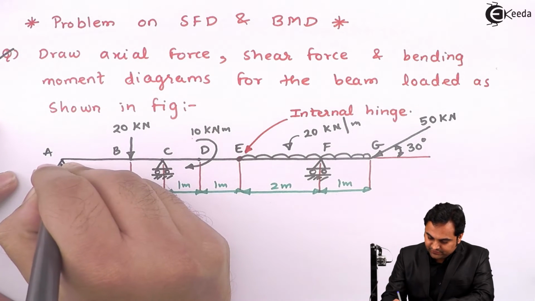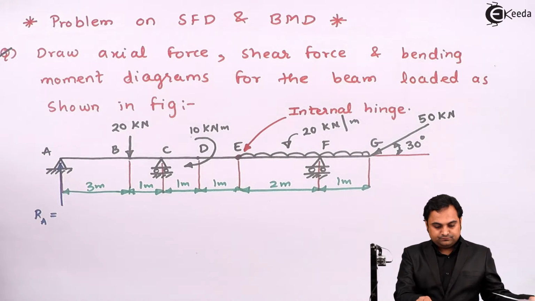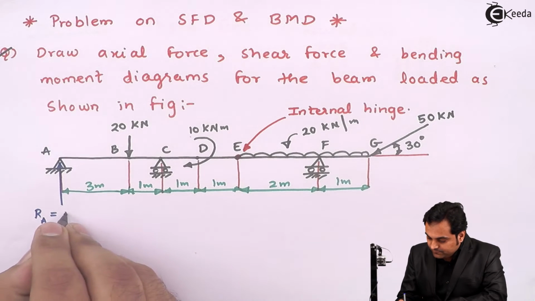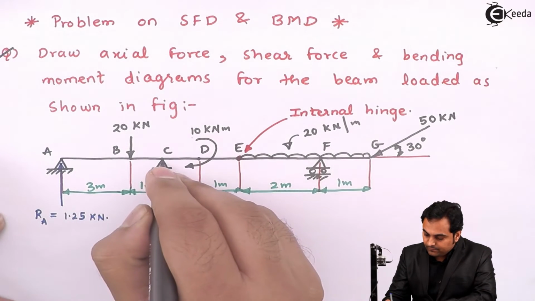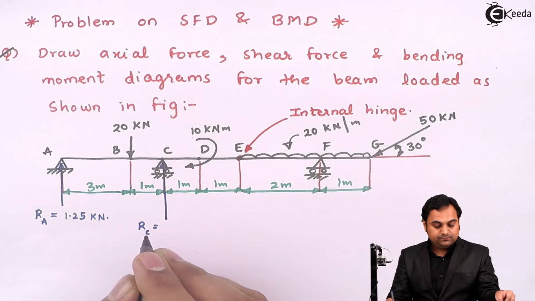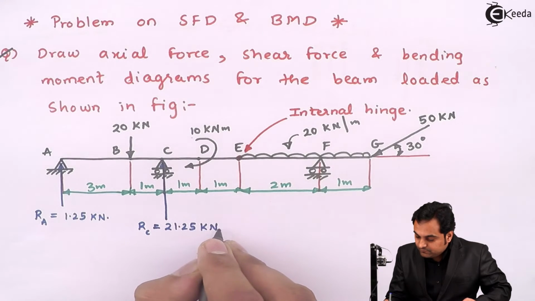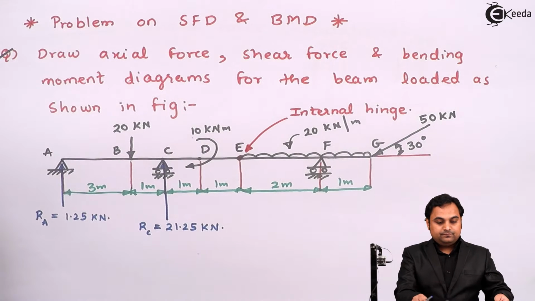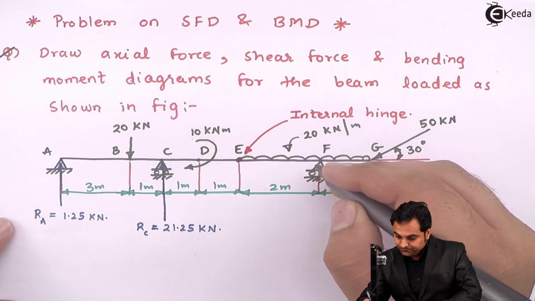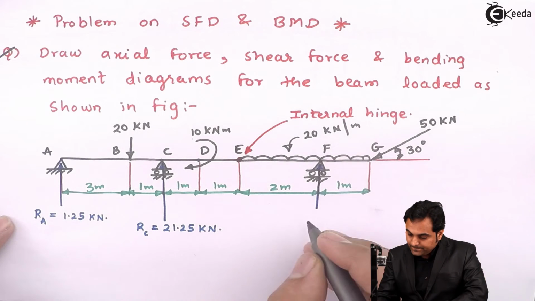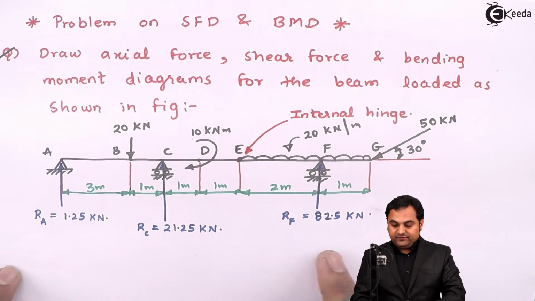Now for shear force calculation we have to just take the vertical reactions. RA value 1.25 kilonewton. RC value 21.25 kilonewton. Next, RF value, it was 82.5 kilonewton. Now here I have written all the reactions.